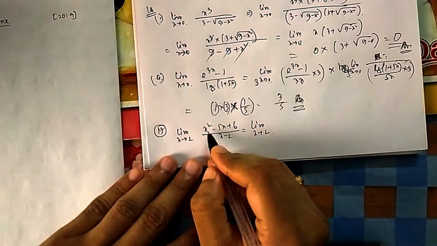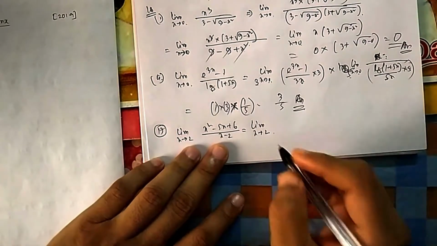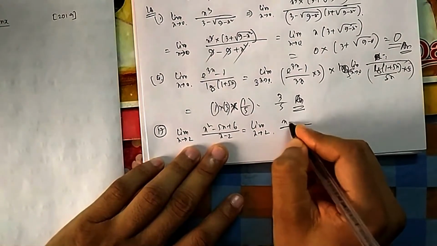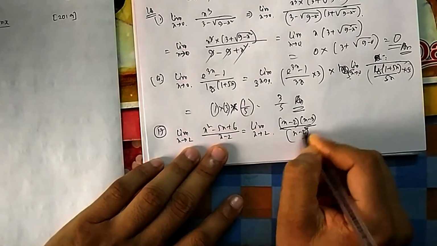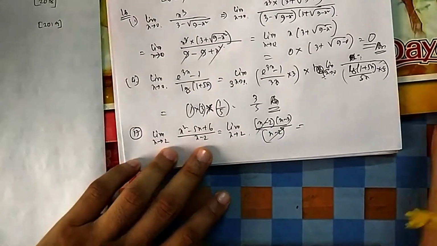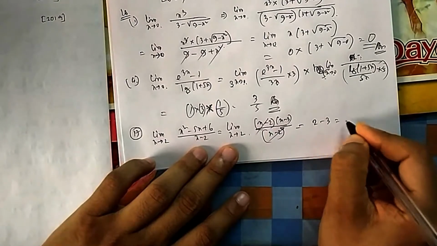If you put x equal to 2, the numerator is 0 and the denominator is also 0, so it is undefined. So you can factorize numerator and denominator, it will be x minus 2 into x minus 3. I think we have solved one type of this, so it is getting cancelled there. So you can put x equal to 2, that is 2 minus 3, the answer is minus 1.